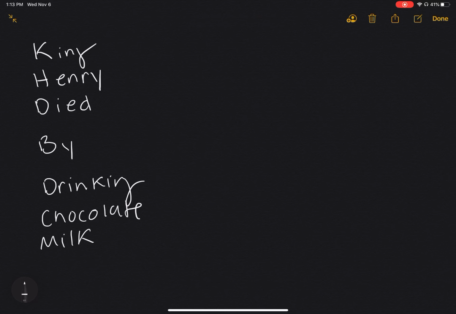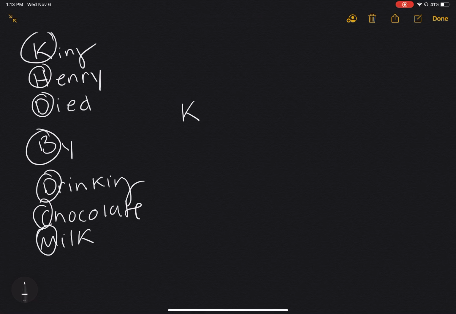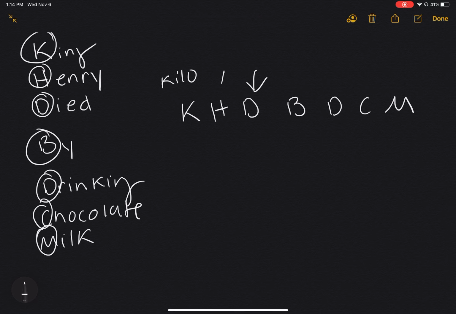So this is just to remember, I think the word is like an acronym. You just want to remember the first letters of each of those words. So it's King Henry died by drinking chocolate milk. And what does this mean? These are all of the different parts of the metric system. So you have kilo, which is right here. This is hecto, and D is deca.